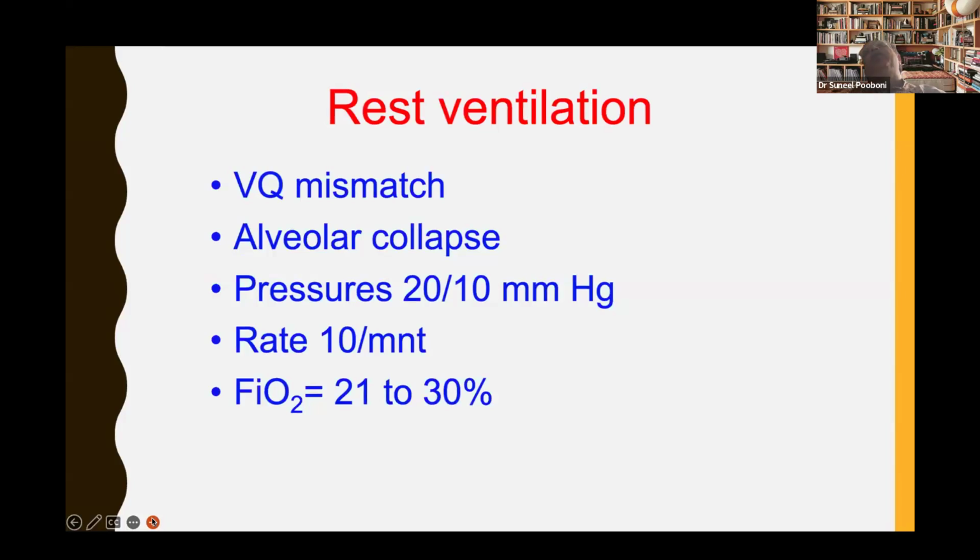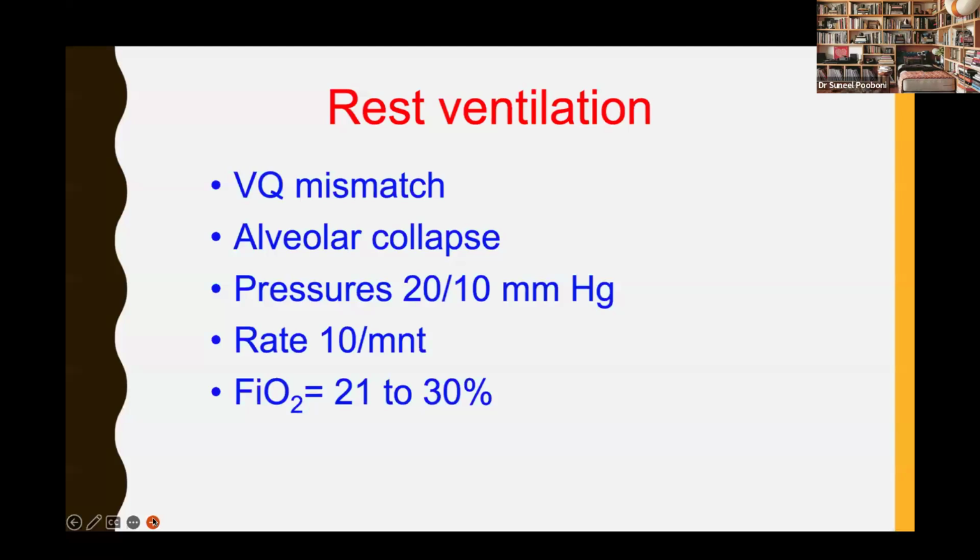When a baby or an adult goes on to ECMO, we tend to reduce their ventilator settings to the basic minimum and try to work with ECMO. This is because we have been battering these lungs with high pressure so far. That's why we want to bring it down to low pressure settings. The standard settings advised are 20 over 10 millimeters of mercury as with the pressures, rate of 10 per minute, and FiO2 brought down to very minimal 21% to 30%. This is called rest ventilator settings.